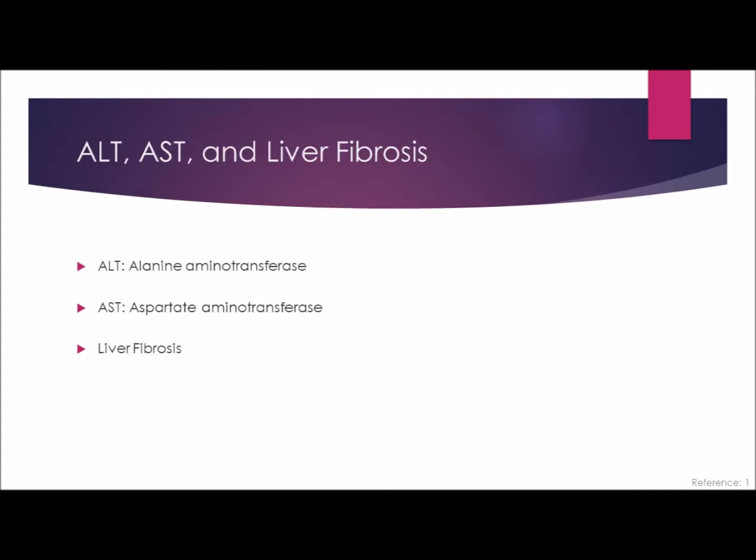AST, or aspartate aminotransferase, is located in the cytosol and mitochondria of the hepatocyte. It is also in cardiac, skeletal muscle, brain, pancreas, kidney, and leukocytes. An increase in AST generally indicates liver cell damage. Liver fibrosis is the measured amount of inflammation and scarring that occurs in liver damage.